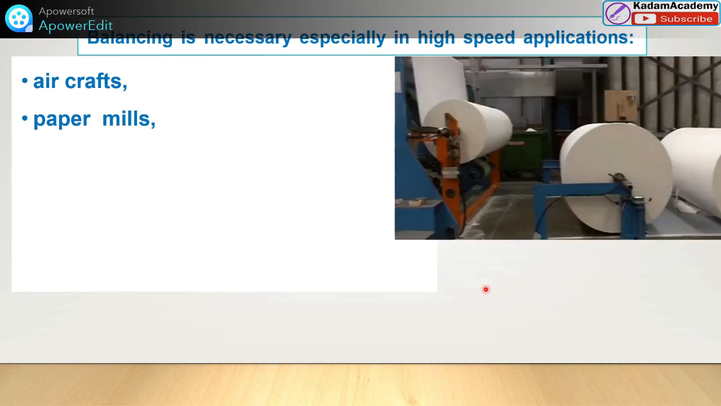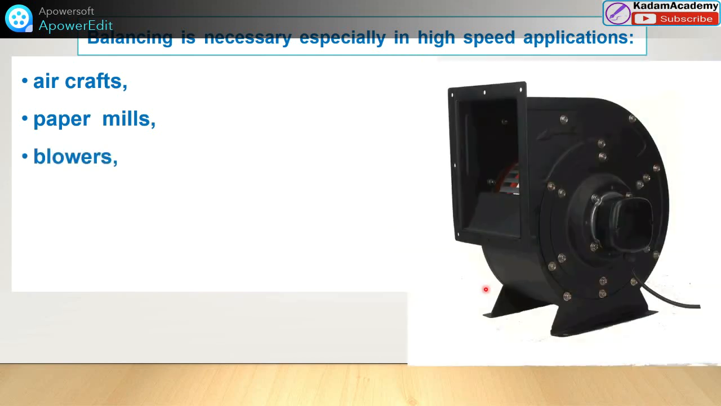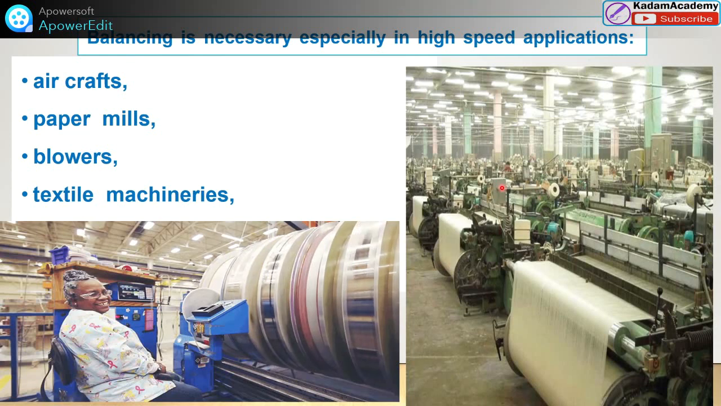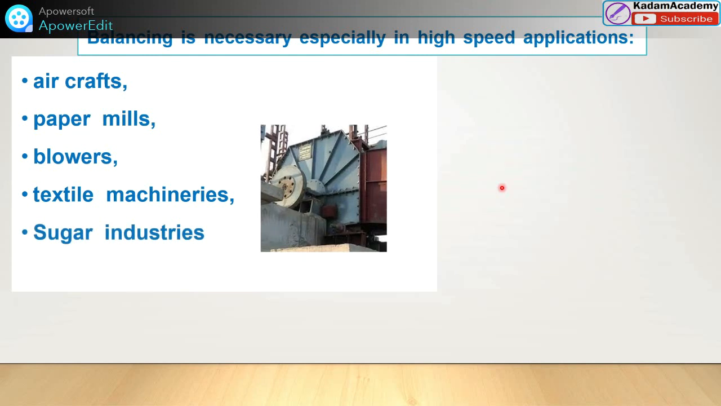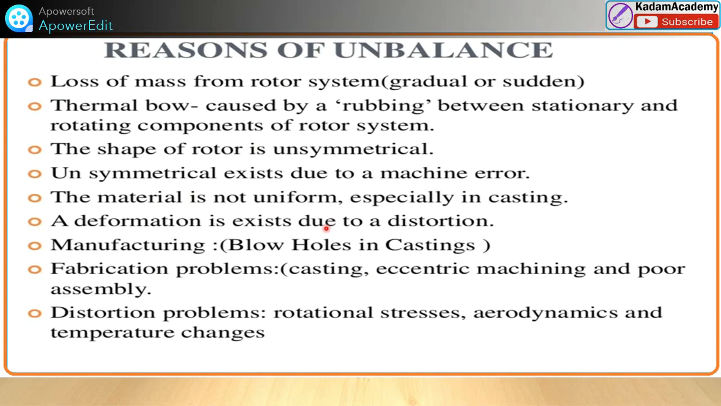In a paper mill also there are rotary motions. In blowers, we also have to balance the blower. Inside the blower there is a rotor that we have to balance. In textile machines also balancing is necessary. In sugar industries, like this fabricator, which cuts the sugar cane into very small pieces, that also requires balancing. Now, there are various domestic applications where it is required.